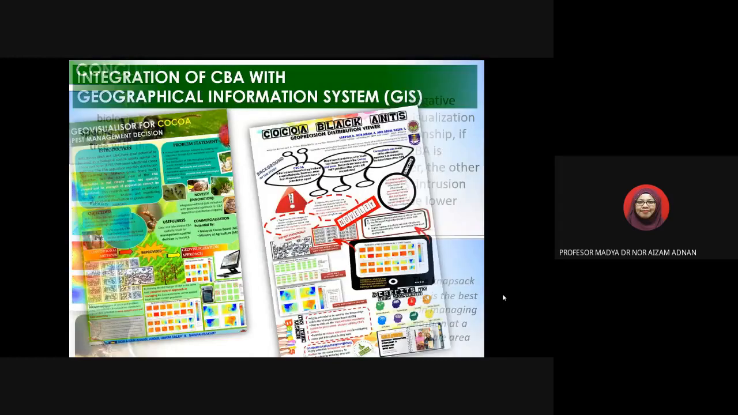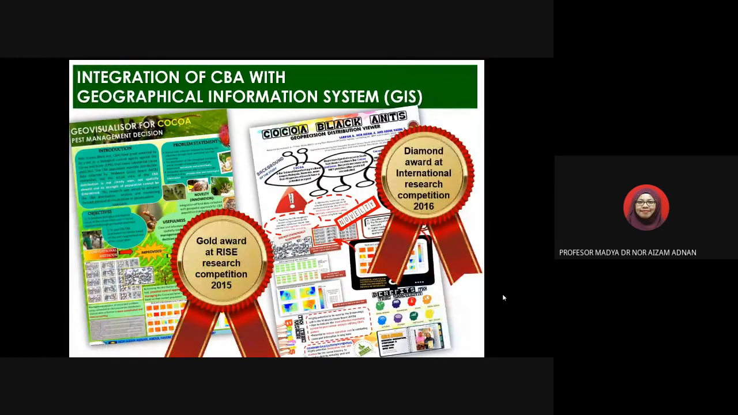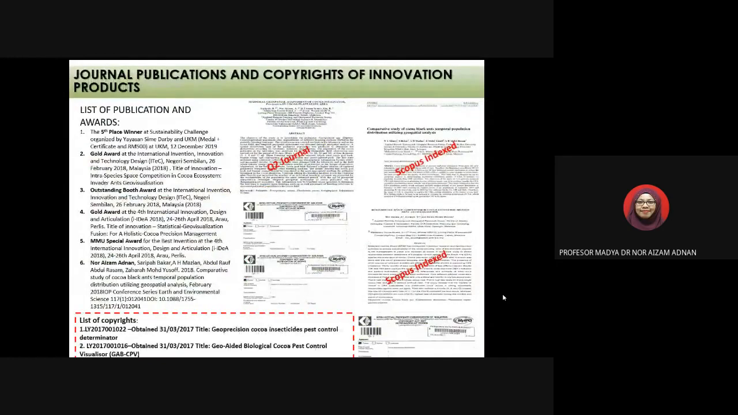This project has also won several awards before. For example, Gold Award in 2015, Diamond Award in 2016, and Gold Award again in 2017. Apart from that, we have also published several journals and proceedings, apart from copyright obtained from MyIPO. A Q2 journal as well as a Scopus-indexed proceeding was produced. The three copyrights are shown at the bottom of the slide.